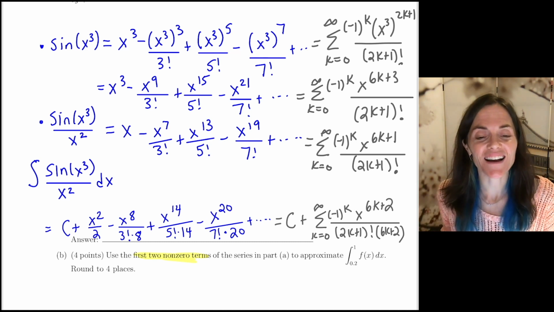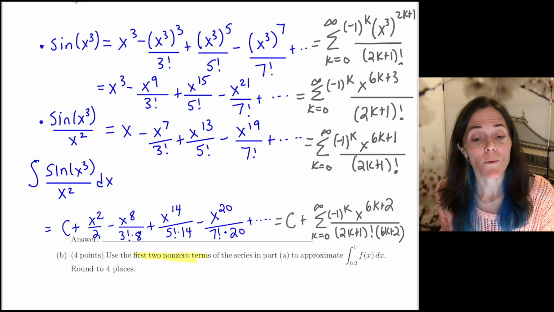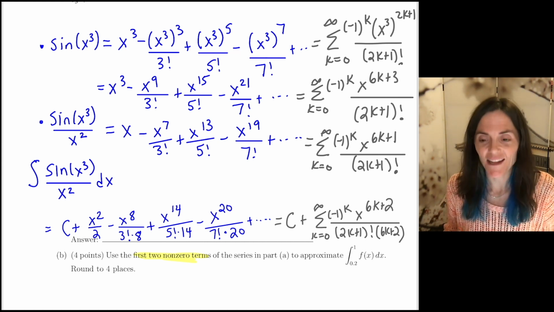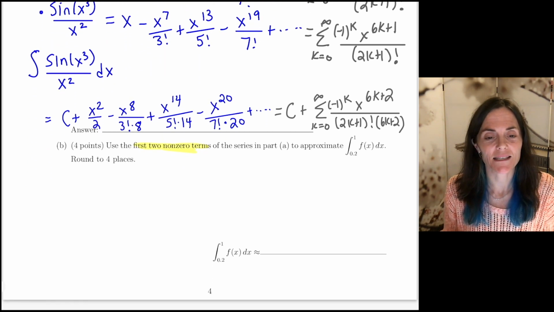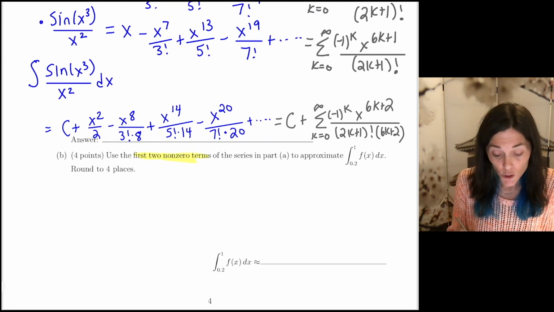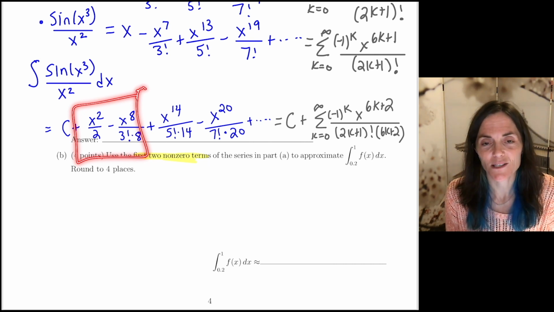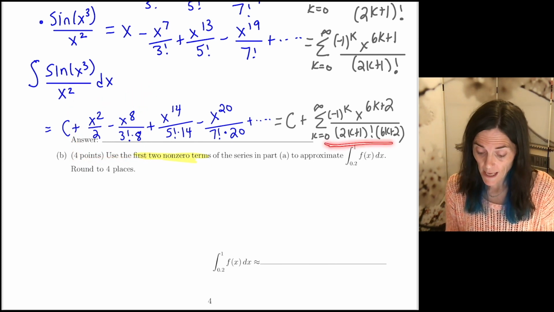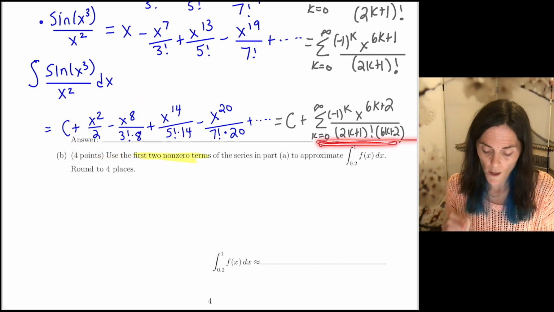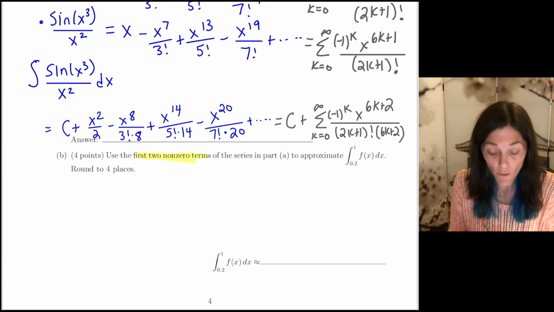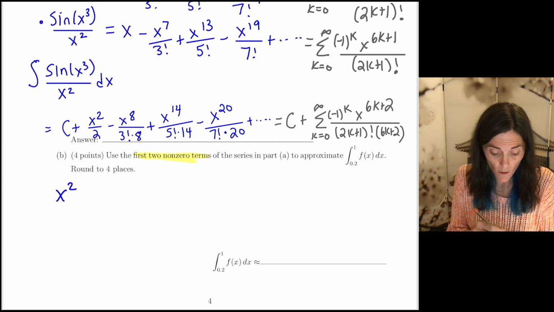Now we move on to part B. We want the first 2 non-zero terms, and we want to use them to approximate a definite integral, rounded to 4 places. Well, first 2 non-zero terms would be here. Of course, we don't count the plus c. First 2 non-zero terms of, say, 1 antiderivative. Or you could just let k equals 0 and let k equals 1 in this. So what we want, the thing is we have already integrated. So we want x squared over 2. This is part of my antiderivative.